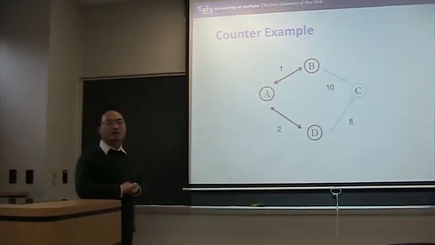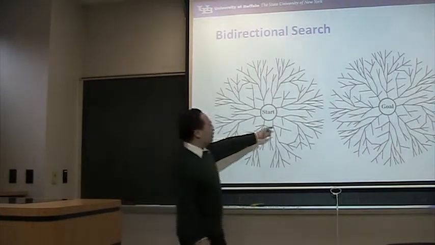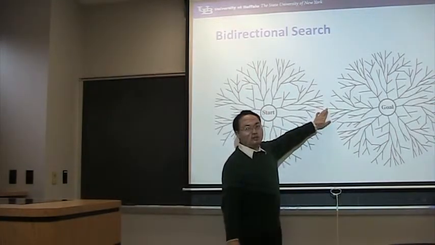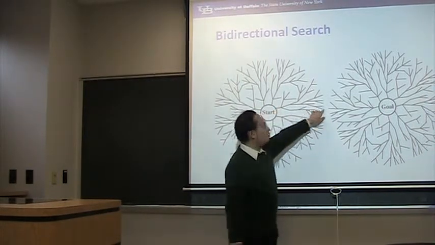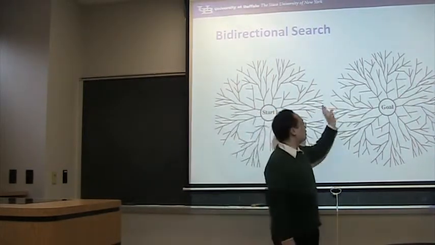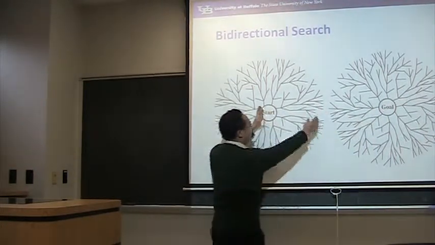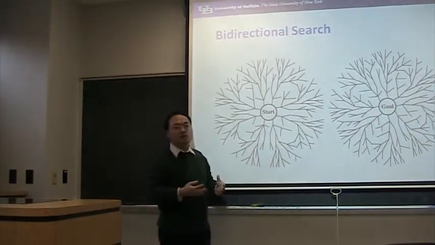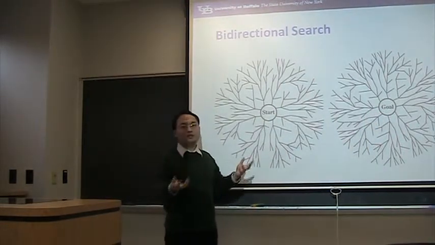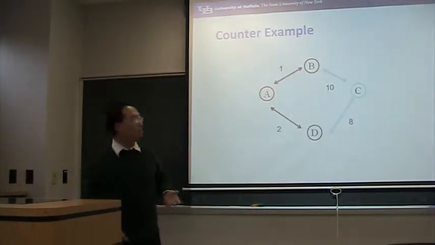However, I have a counterexample. If the trees meet, then we have a shortest path tree from the source to the meeting point, and we have another shortest path from the target to the meeting point. We know that this is a shortest path, and this is a shortest path, but does that guarantee the combined path is the shortest path? No. So here's a counterexample.